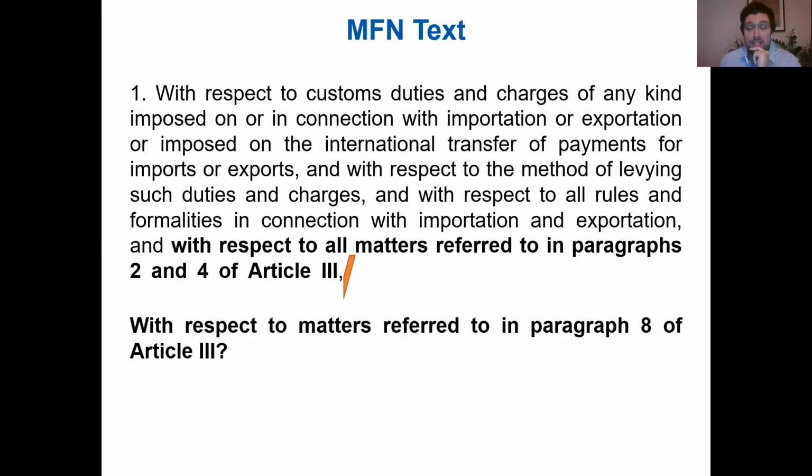So once again, to make sure we all understood it, the concern here is whether MFN obligations also apply to matters referred to in paragraph 8 of Article 3. That paragraph is not, for whatever reason, mentioned in the text of Article 1.